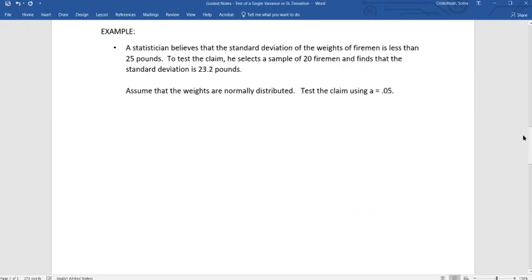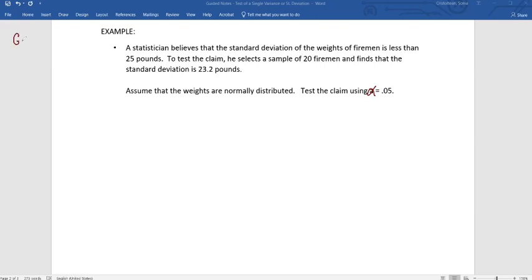Here is our first example. A statistician believes that the standard deviation of the weights of firemen is less than 25 pounds. To test the claim, he selects a sample of 20 firemen and finds that the standard deviation is 23.2 pounds. Assume that the weights are normally distributed. Test the claim using alpha equals 0.05.